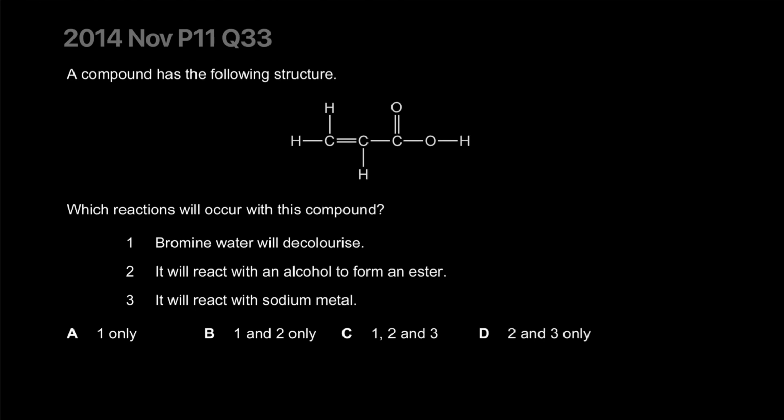The compound has the following structure. Wow, look at that. Which reactions will occur with this compound? Bromine will decolorize it. I spy with my little eye a carbon-carbon double bond? Yes, it will. It absolutely will. It will react with alcohol to form an ester. Well, why not? Earlier I saw the carbon-carbon double bond. Now I see a carboxylic acid functional group, which can readily react with any alcohol to form an ester. So this is also correct.